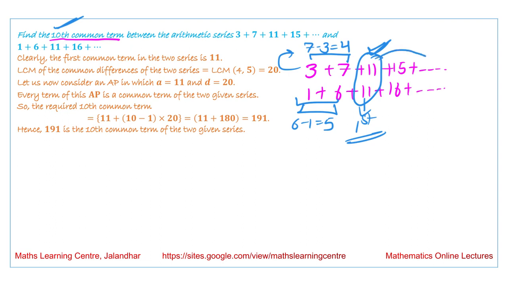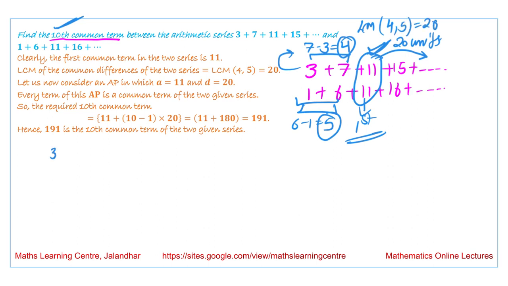Now the next common term will come after 20 units. How are we getting 20? The two common differences we have are 4 and 5. So the LCM of these two values, 4 and 5, is 20.